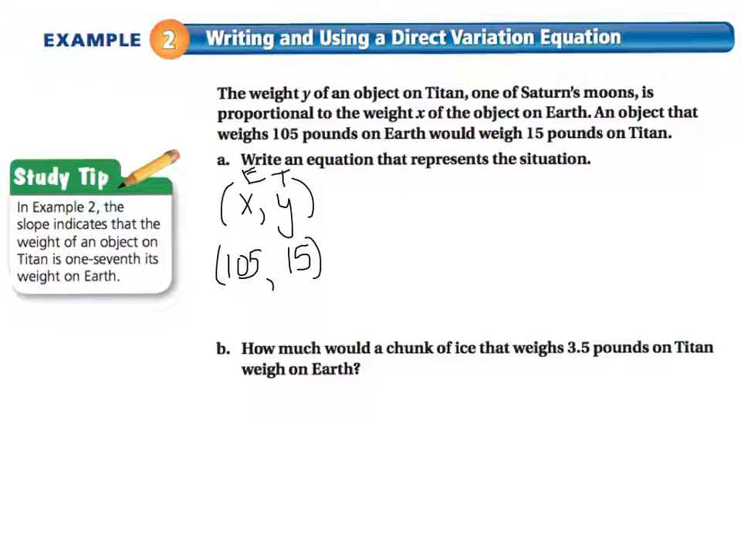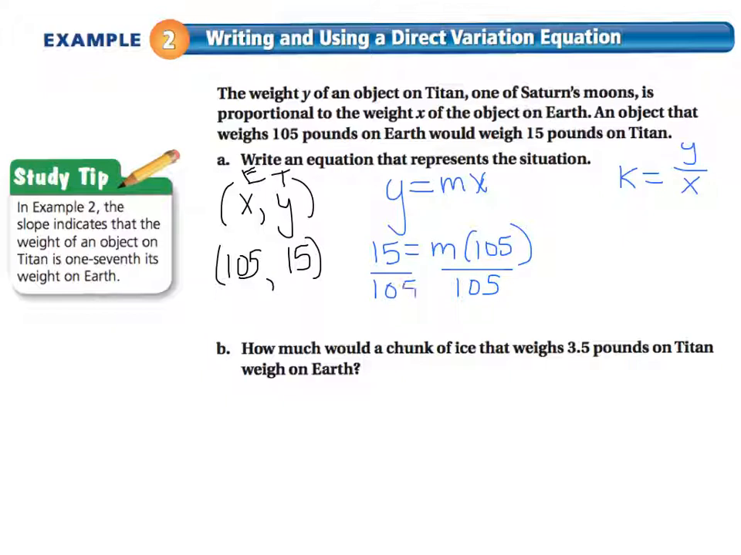I want to find the slope. So here's what we got to look at. Our equation is y equals mx. Now remember, we've also done y equals kx. And how did you always find k? You divided y divided by x. The constant of proportionality is taking y divided by x. So here I could plug in my y and my x. And if I want to find m, I divide both sides by 105. And m would equal 15 over 105. But if you simplify that, it would give you 1/7.